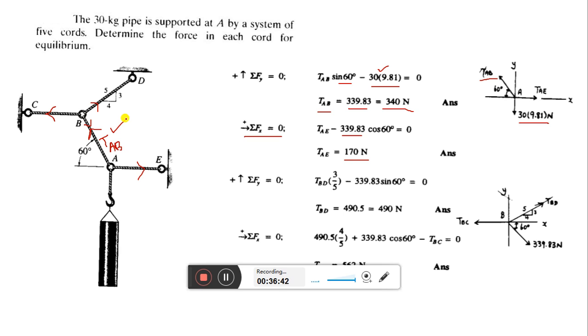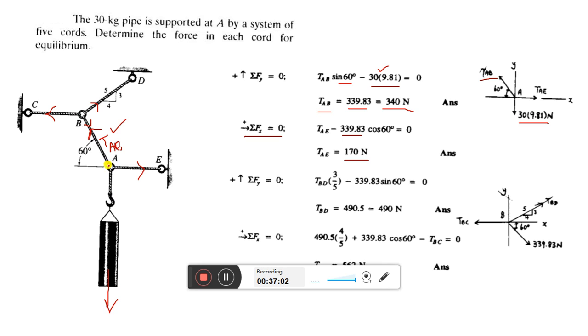This thing you need to check when you start a problem. At point A, you had only one known. Okay, so start from that point. That time there were no known forces at point B. All the three forces were unknown.